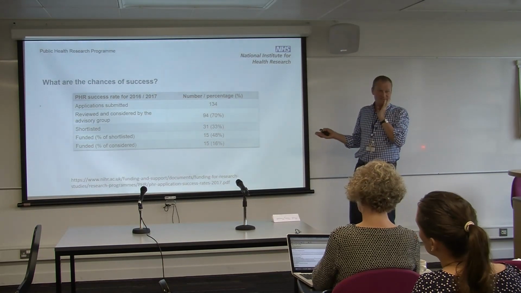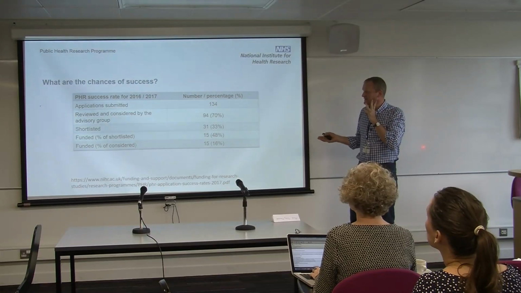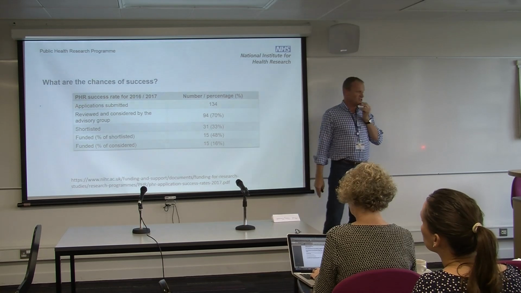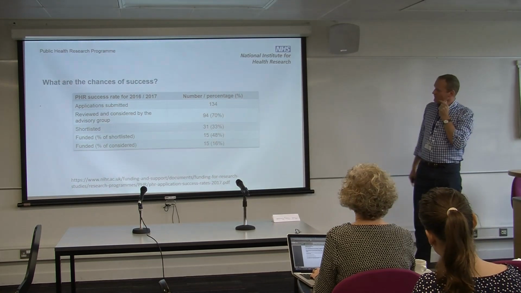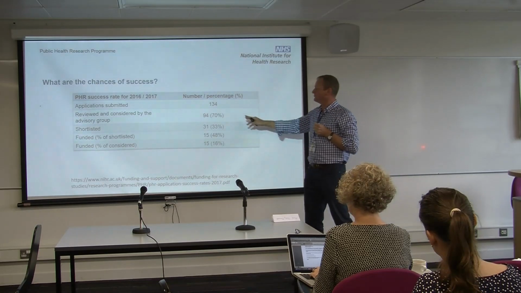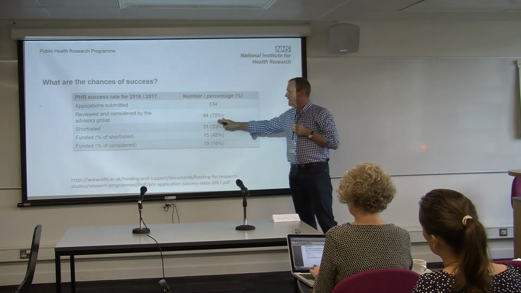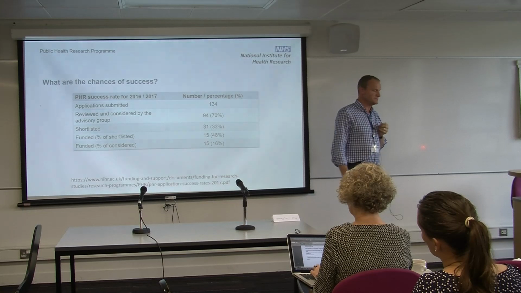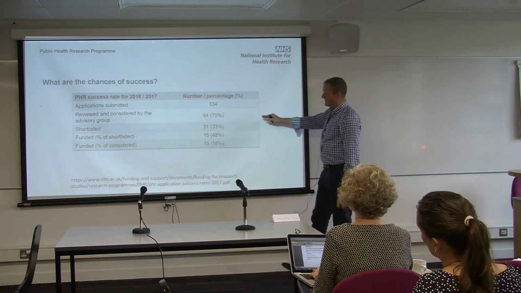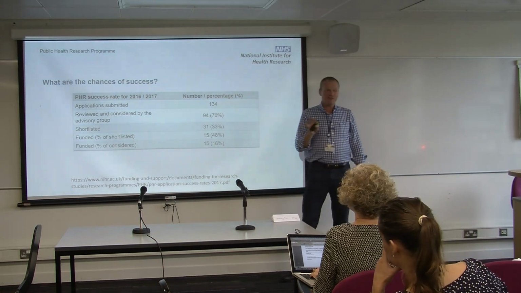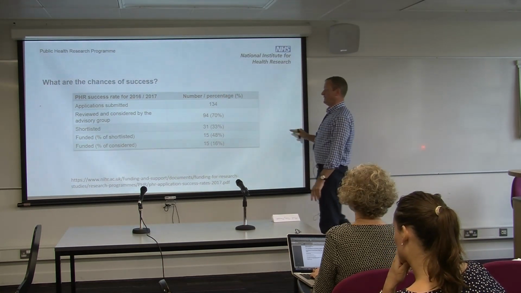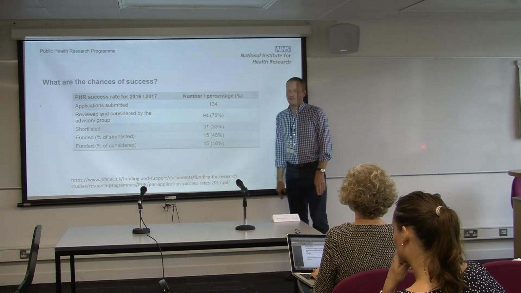Just in terms of your chances of success, I thought I'd put this in. And this is again available from the website. So these are your chances. For 2016-2017, there were 134 proposals submitted, and about 70% of those got through the first stage. So let's call that about 100. Essentially, a third are shortlisted, and if you are shortlisted, it's about 50-50 whether you will be funded.